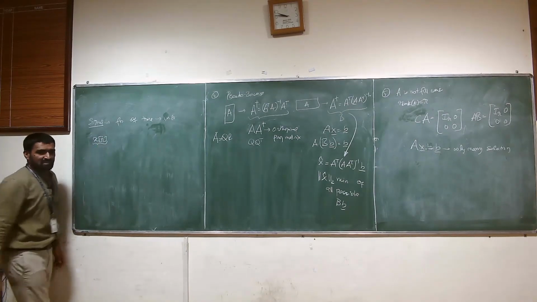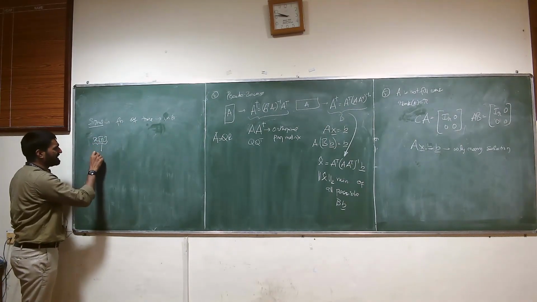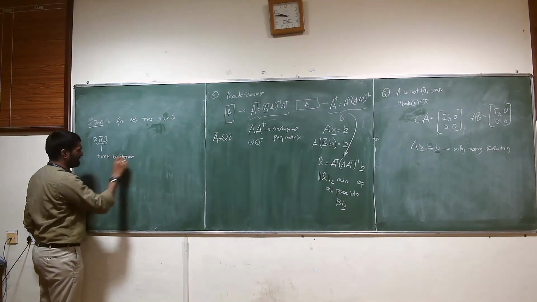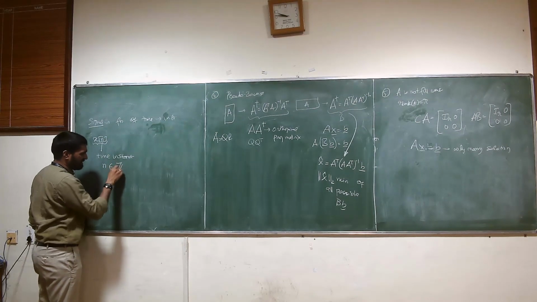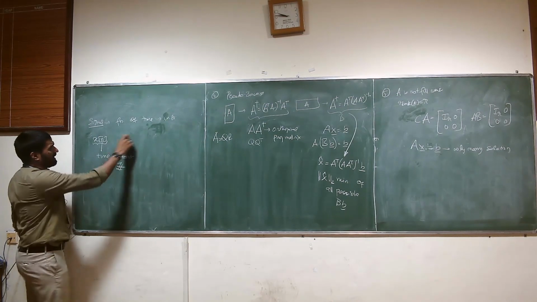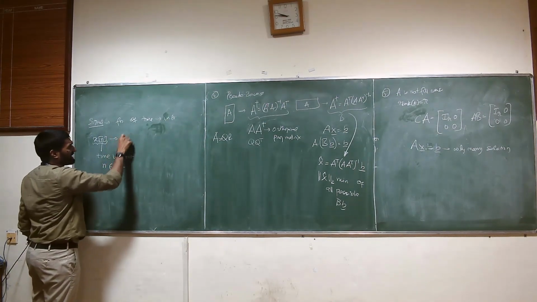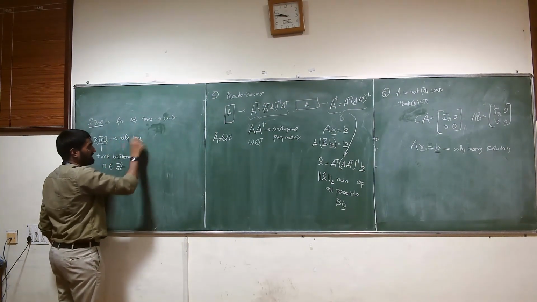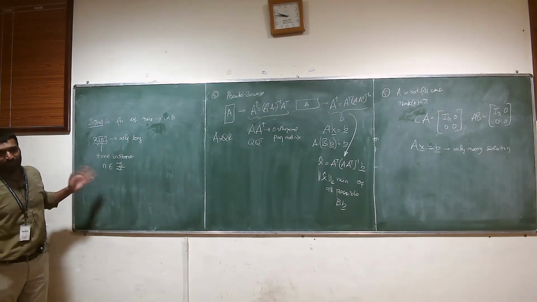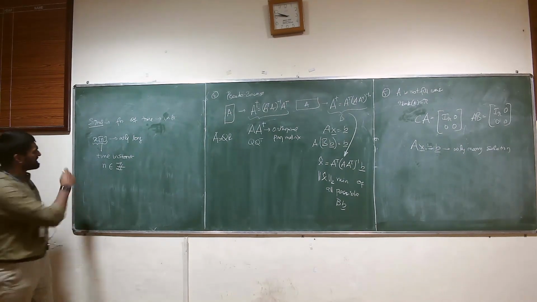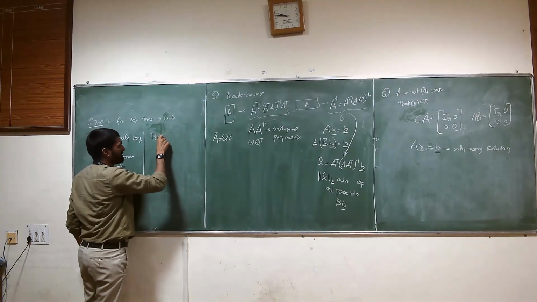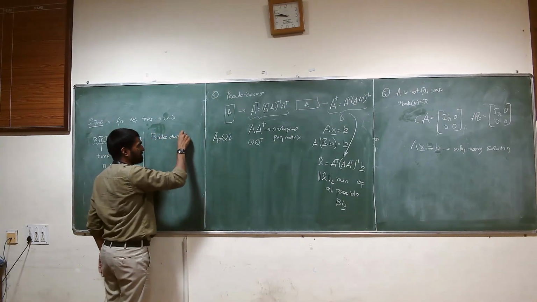X of n represents the signal of interest, n is the time instant, and n is an integer. Now, you can have infinitely long discrete time sequences or discrete time signals, but in practice, we always only deal with finite duration signals. So our discussion also will only be for finite duration signals.